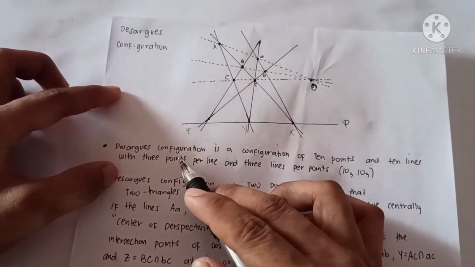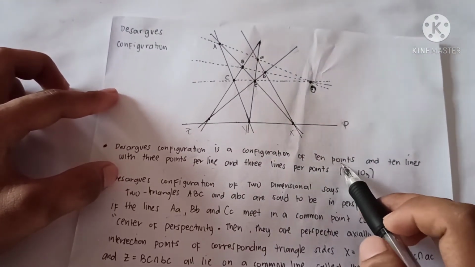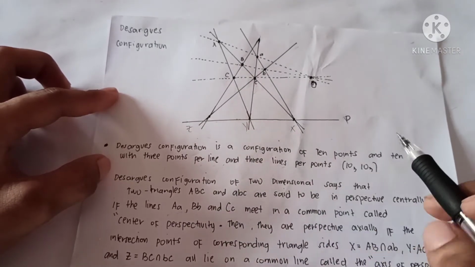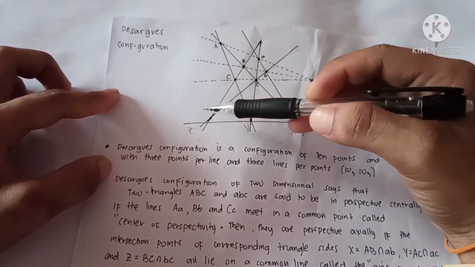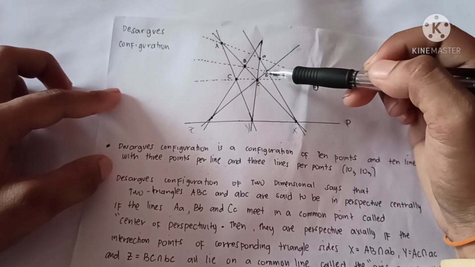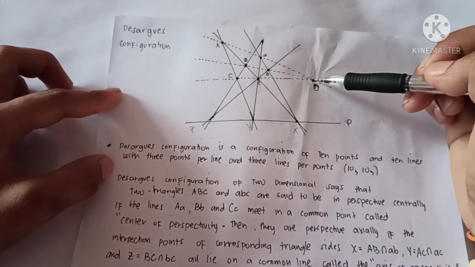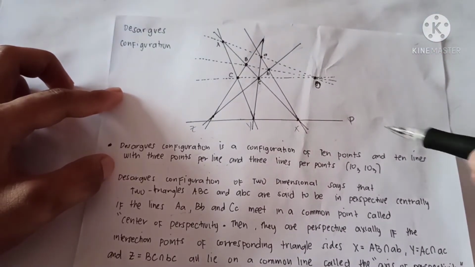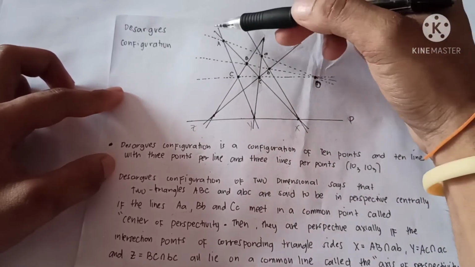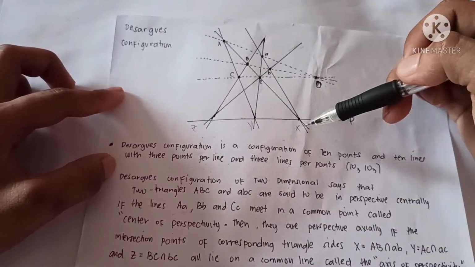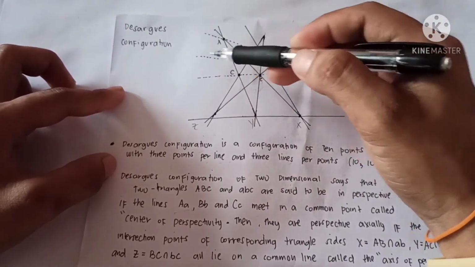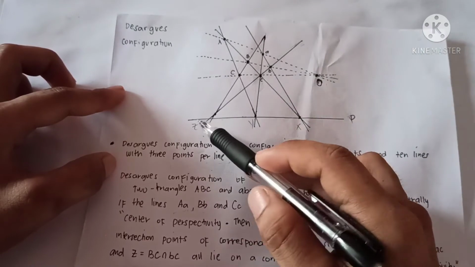So Desargues configuration is a configuration of 10 points and 10 lines with 3 points per line and 3 lines per point. 10 points: 1, 2, 3, 4, 5, 6, 7, 8, 9, and 10. And also 10 lines: 1, 2, 3, 4, 5, 6, 7, 8, 9, and also 10.